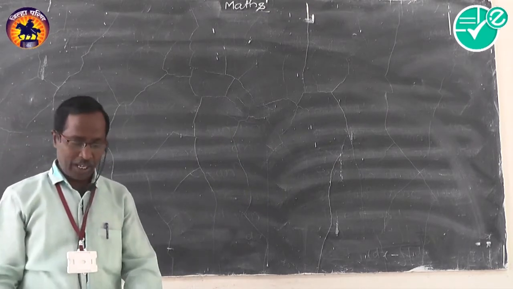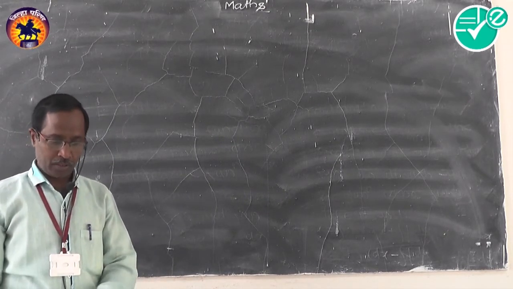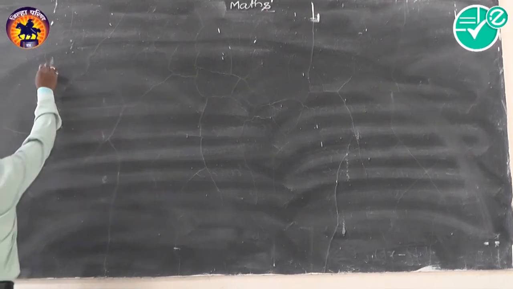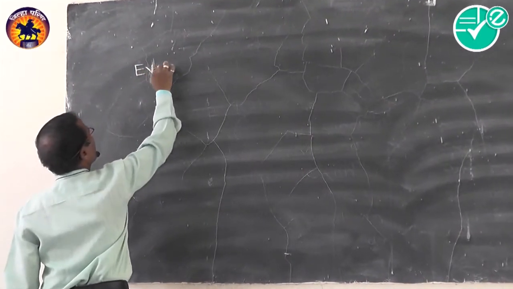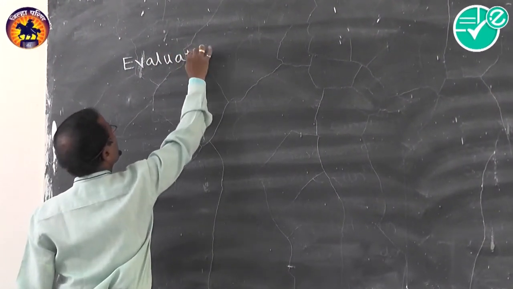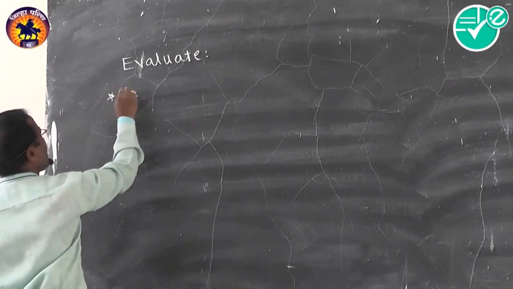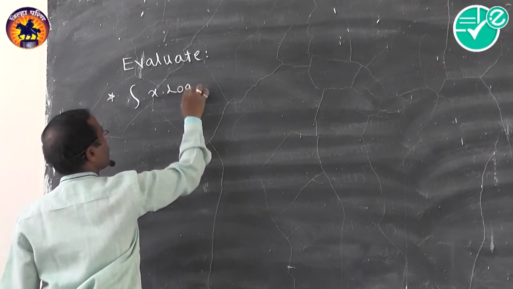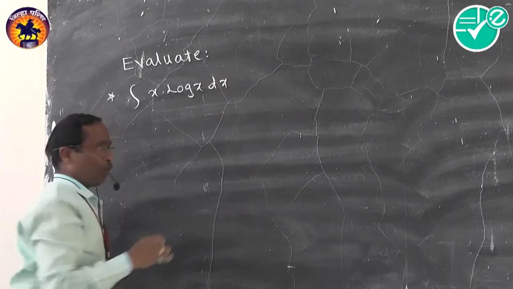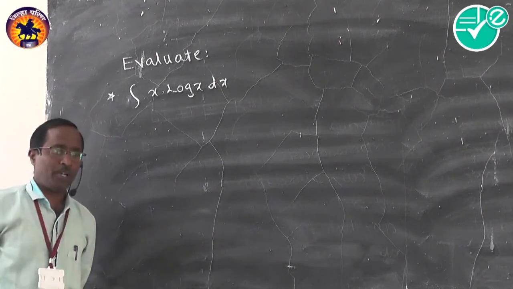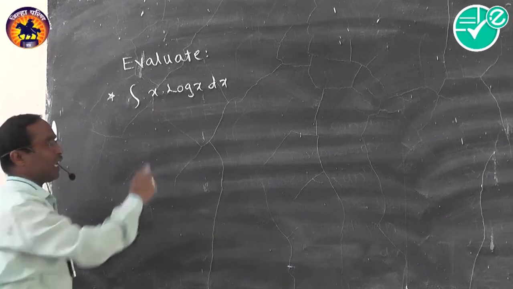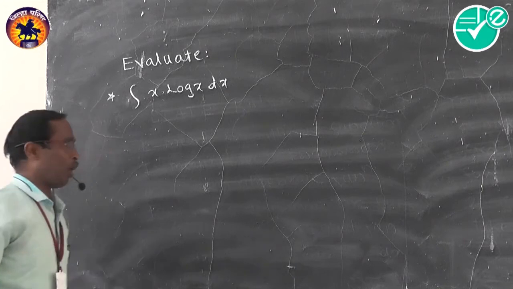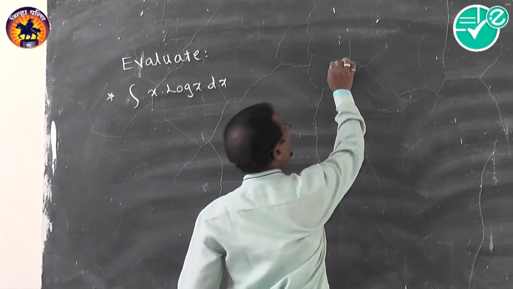Now we are going to take the examples on it. Evaluate the integral of x into log x dx. Now we want to find the integration of this function. So the integrand function can be expressed as a product of two functions, x and log x. Now we apply here the LIATE rule.